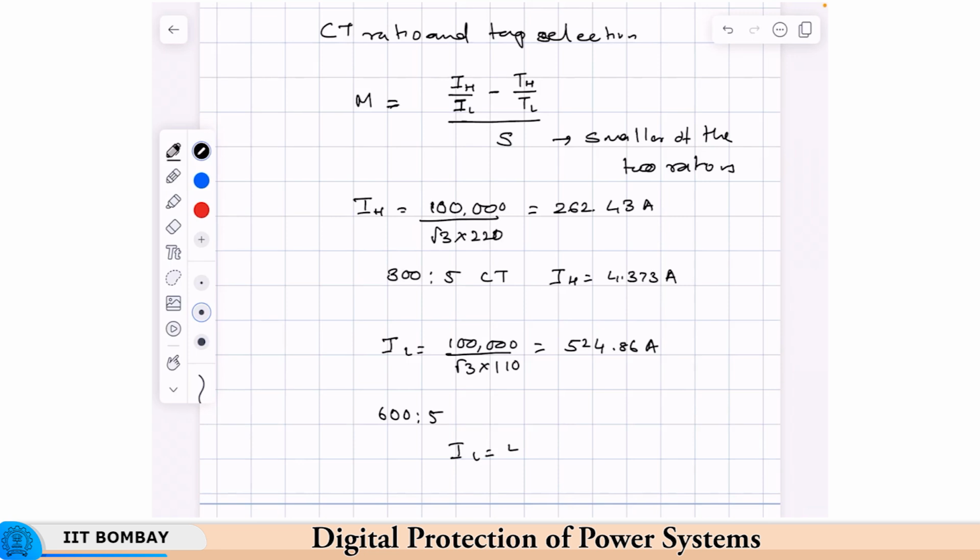IH is nothing but 262.43 into 5 by 300, so divided by 60. And IL will be the same: 524.86 into 5 by 600. So it will give me 4.373 amperes.